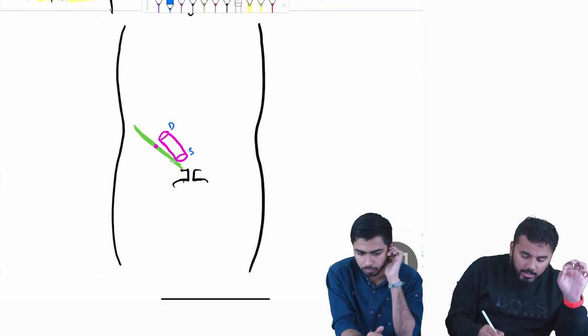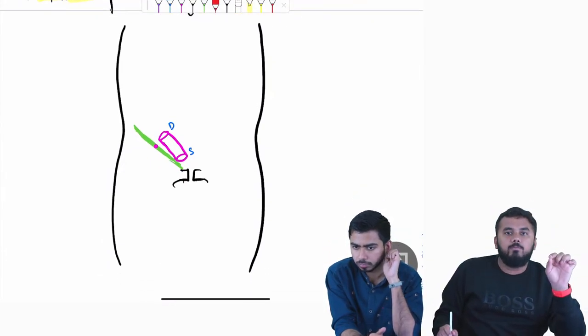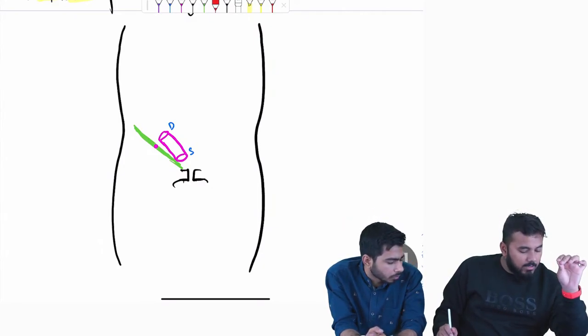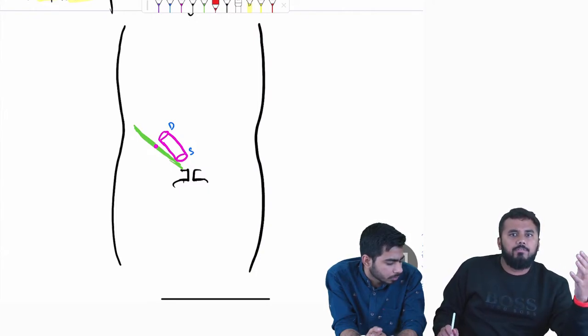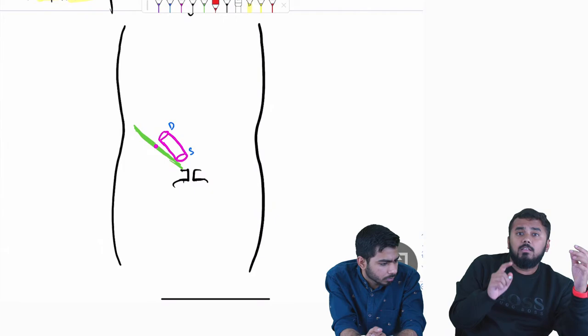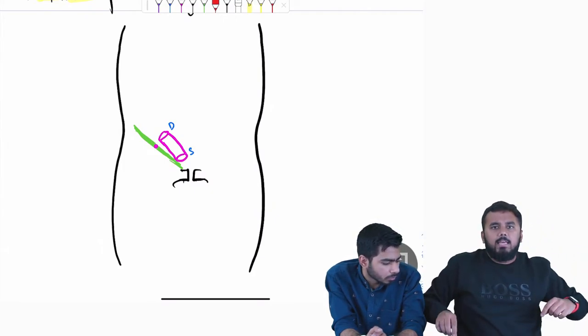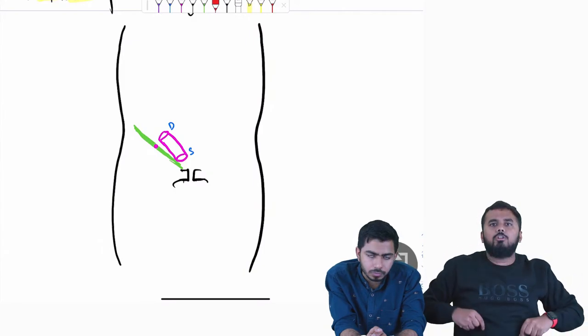Now, one very important thing you have to know is at what stage of the fetal development, in the embryology, is the testis located in the upper abdomen? You know, the testis is basically located in the upper abdomen and they descend down into the scrotal sac.